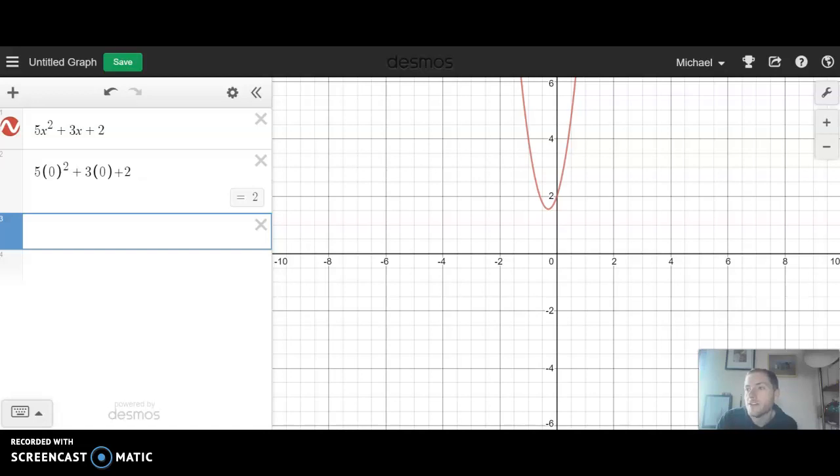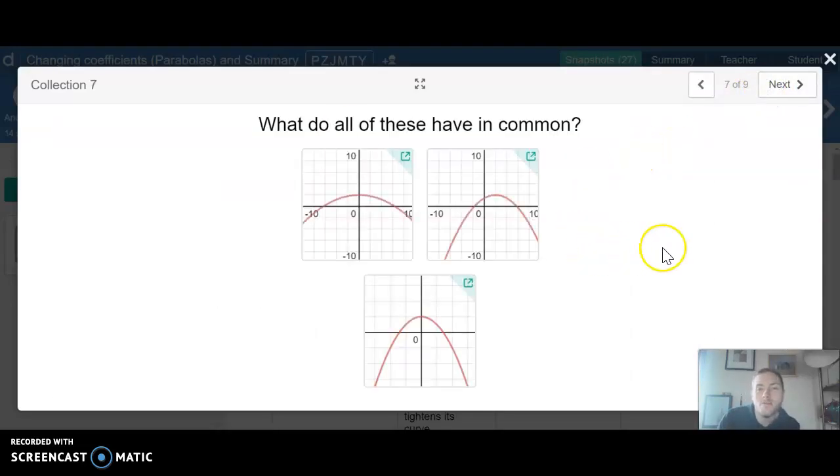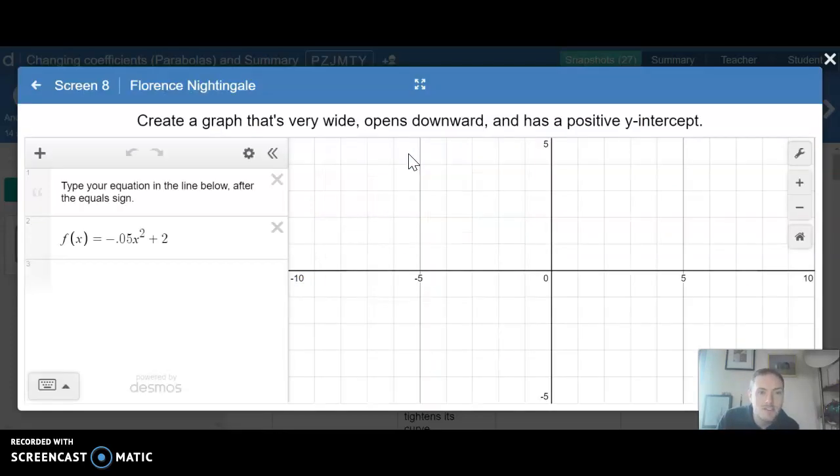Okay, so that kind of helps you answer those two questions. Going back to our activity here. One of the questions asks you to create a very wide parabola. So I have three that I picked out here. Many of you did an awesome job, but I just chose these three. And I want you to look at the equations.